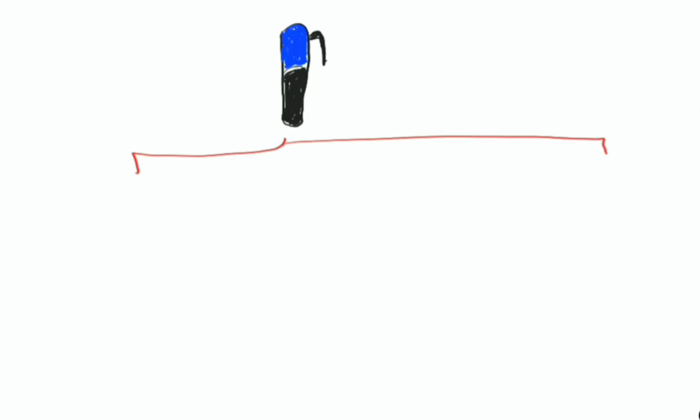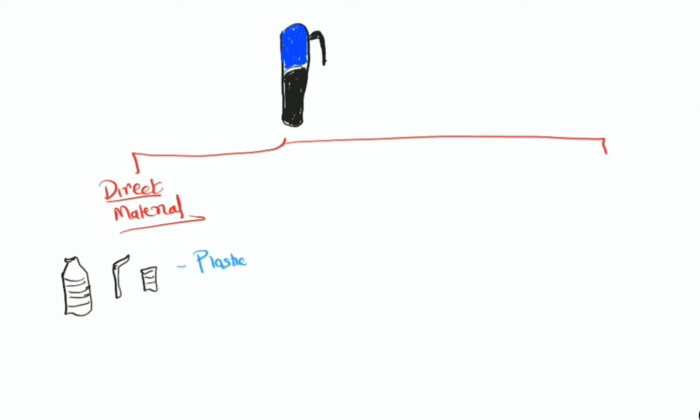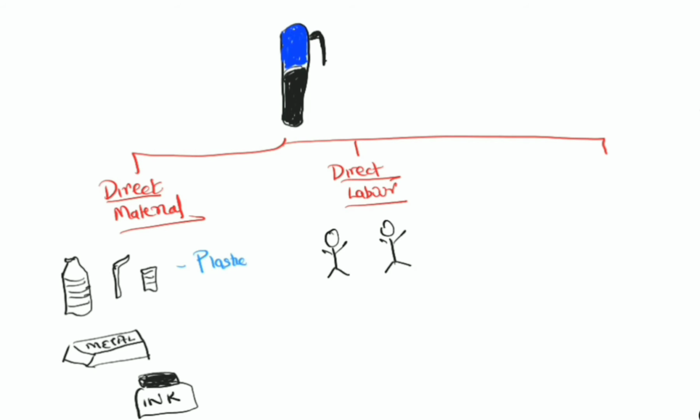We know that the cost of any product comprises of three components. First is the material cost. This could be the cost of plastic used, or say the metal used in the nib, or the cost of ink. Then comes the labor cost. This is easy too. Say two men are working 1 hour each for a pen. Then the labor cost is 2 labor hours.